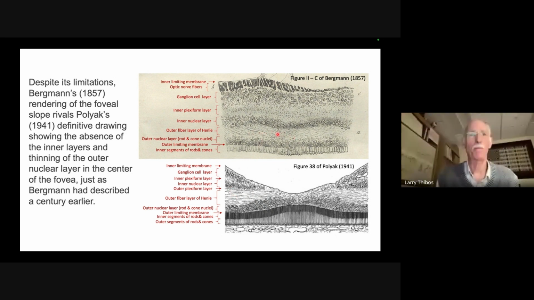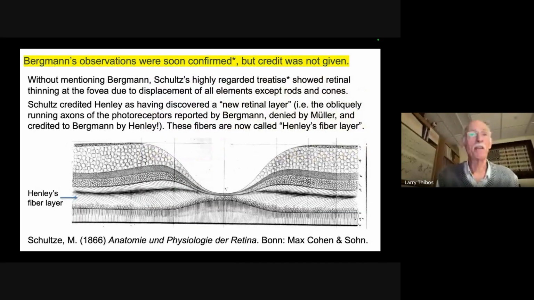Bergmann showed the very same thing, but they're not called the fibers of Bergmann. They're called the fibers of Henle. Now, why did that happen? It seems very strange. I tried to track that down, and the best I could do is come up with a very nice and highly regarded treatise on retinal anatomy by the authority of the second half of the 19th century, Mr. Schultz. He wrote this book on the anatomy and physiology of the retina, another German writer.